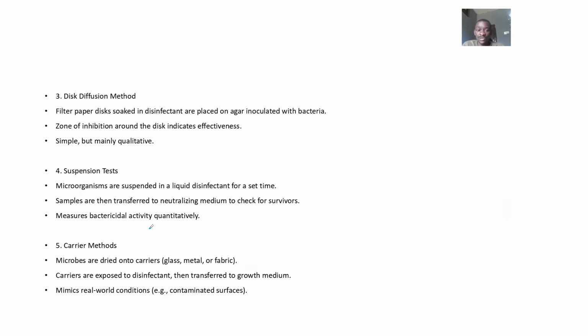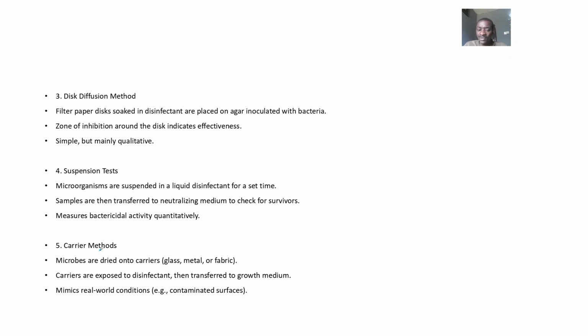So, the disk diffusion method. This is when microorganisms are growing in a petri dish, and you pour a disinfectant. So you see the area where the disinfectant is effective, the place starts becoming clear. That tells you that microorganisms are not able to grow in that place. How big the clear zone is, they call that the inhibition zone, will tell you how effective that disinfectant is.